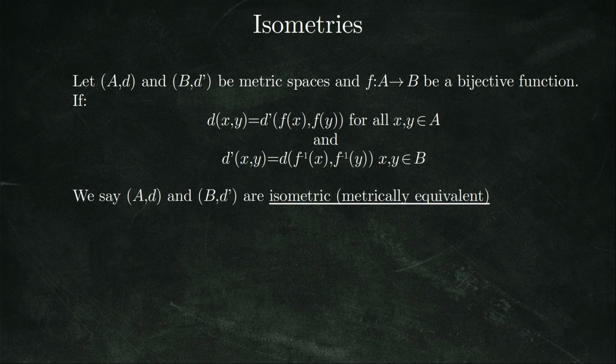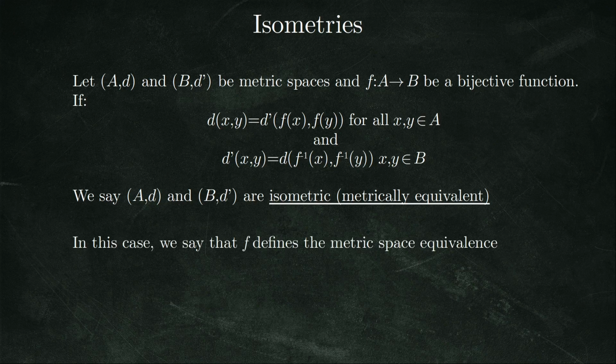And in this case, we would say that A,d and B,d prime are isometric, or they're metrically equivalent. That is, anything we care about in terms of metric spaces on one must hold for the other. And note that because f is bijective, any one of the two conditions automatically implies the other one. So actually we only need to check, say, the top condition; the second one happens for free.